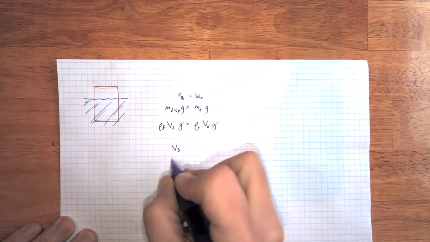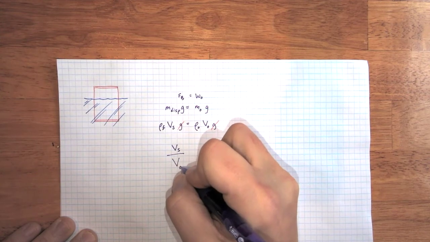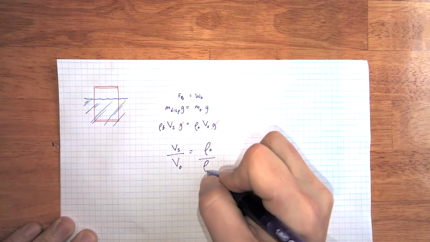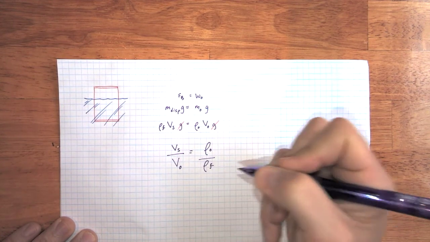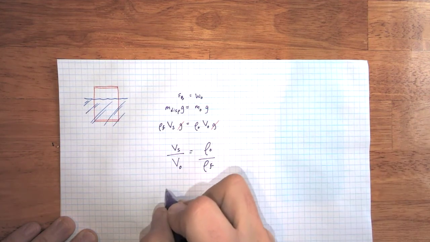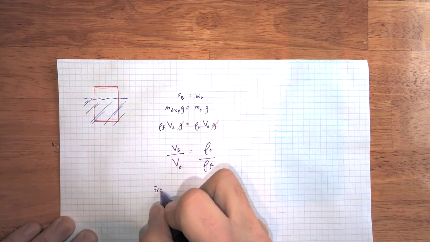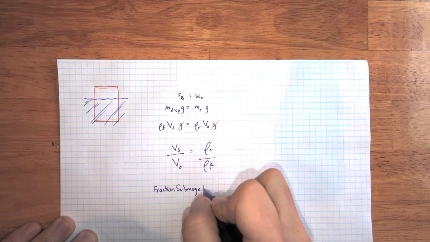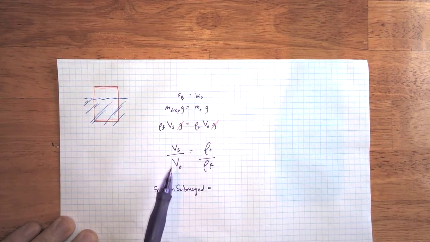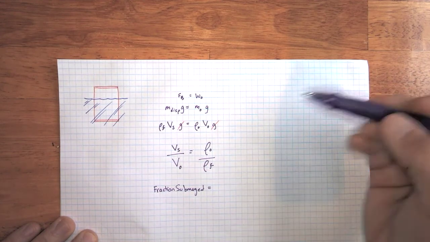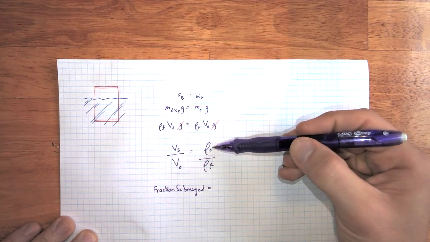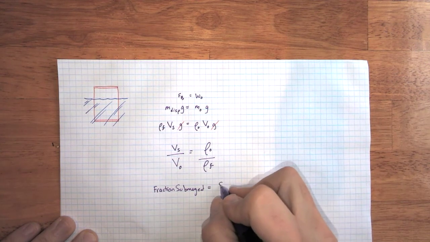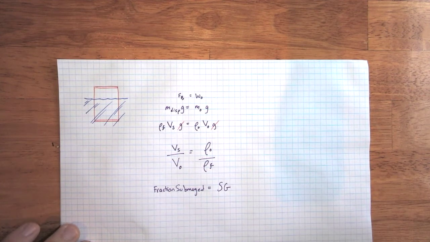The volume submerged divided by the total volume of the object equals the density of the object divided by the density of the fluid. Or the fraction that's submerged, which is the volume submerged divided by the total volume, equals this ratio, the density of the object to the density of the fluid, which in water means that's the specific gravity of the object.